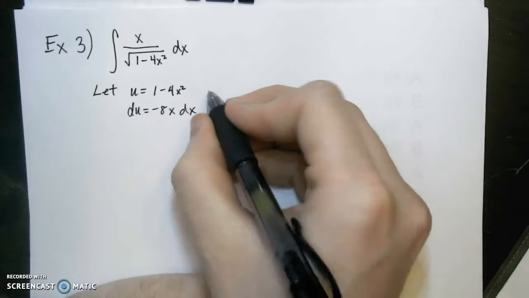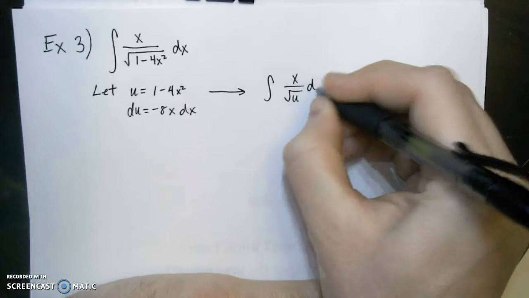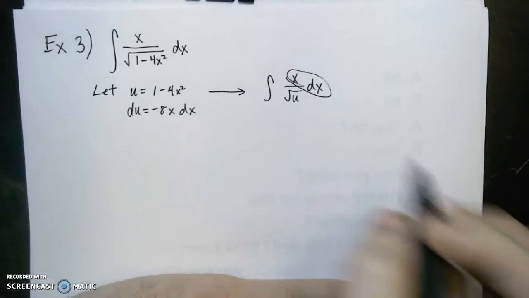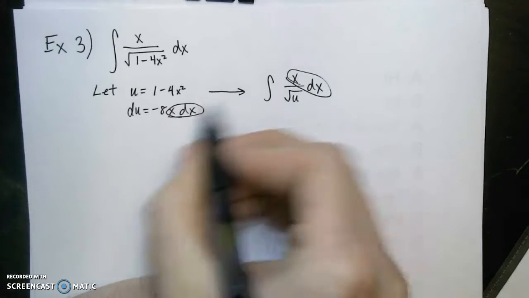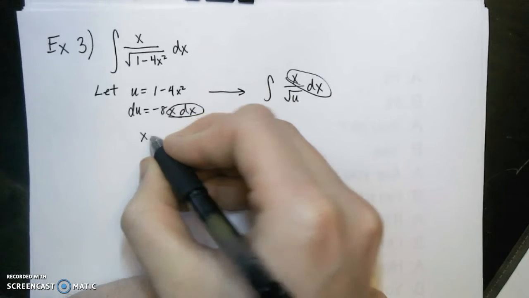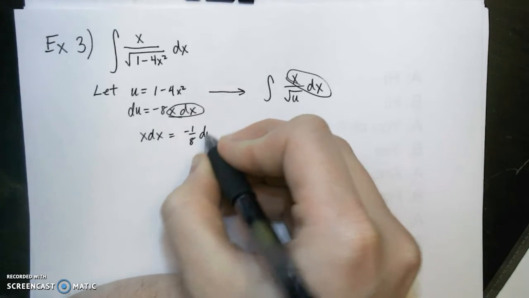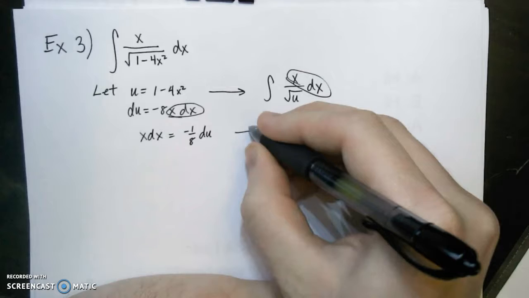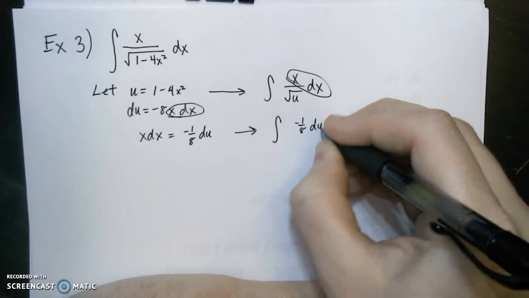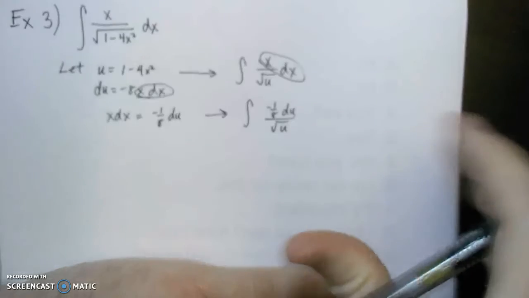So if I plug in my u, I can get it down to this, which looks a little better. I need to get everything in terms of u. So I take my x dx here and need to replace it. So I'm going to solve for x dx, divide by negative 8. So I'm going to have negative 1/8 du to substitute in. All right. And then, so that's my integration that I'm going to do.